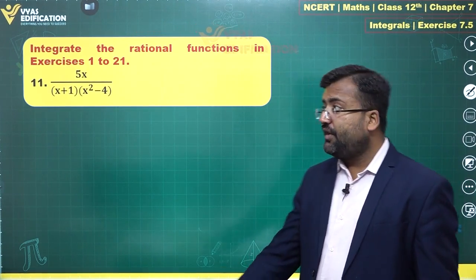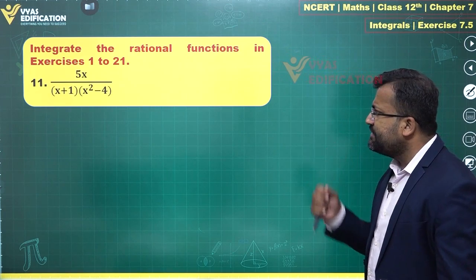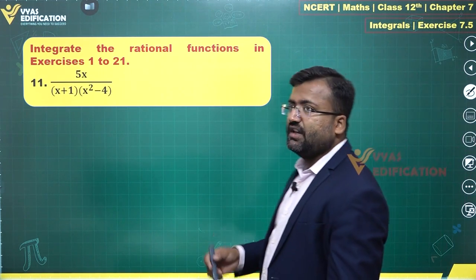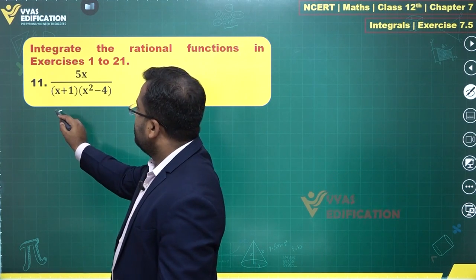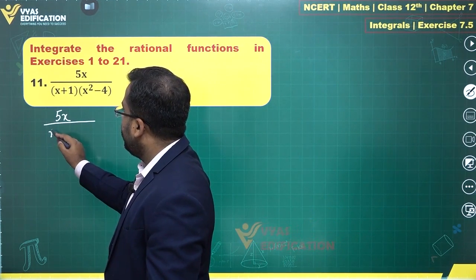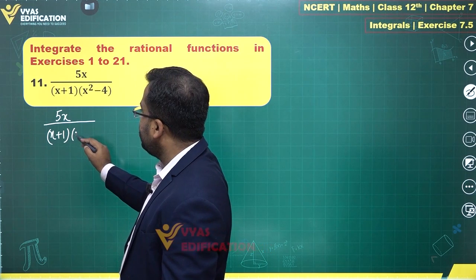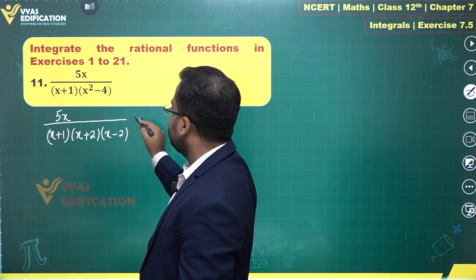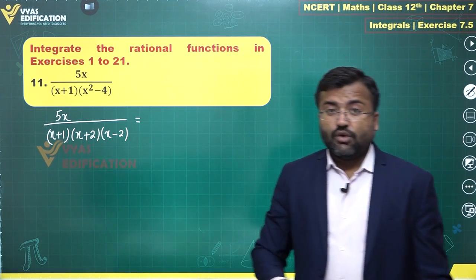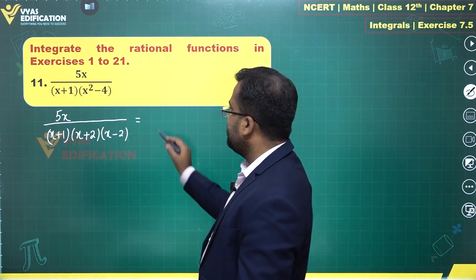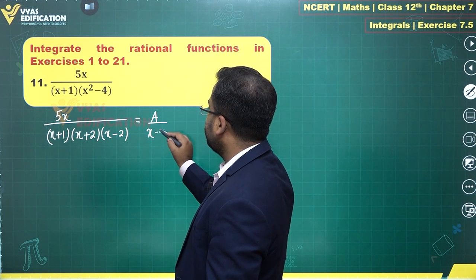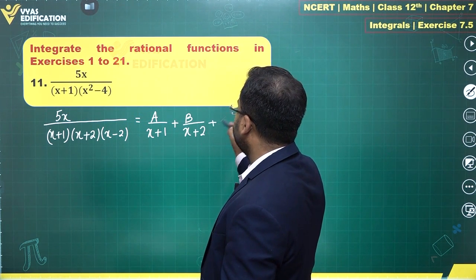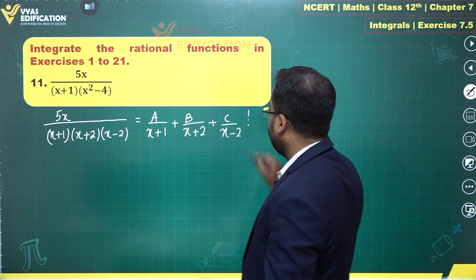In the 11th question, we have 5x upon x plus 1 times x square minus 4. Now once again, this x square minus 4, yes, that can be factorized further. Let's do it. So 5x upon x plus 1 is okay, and this is x plus 2 times x minus 2. That's the factorization of x square minus 4, which, in terms of partial fractions, will be equal to a upon x plus 1 plus b over x plus 2 plus c over x minus 2.